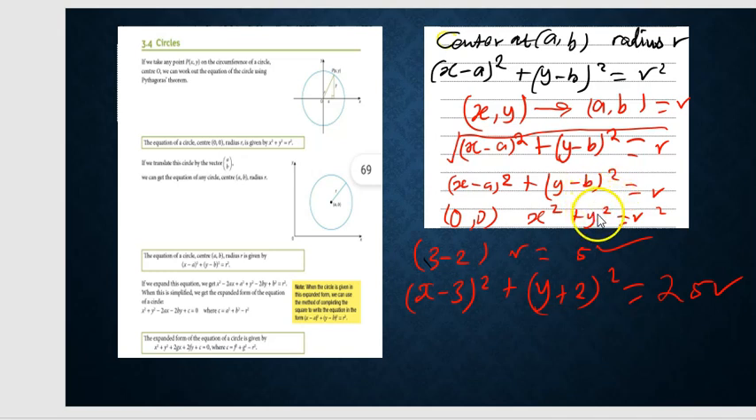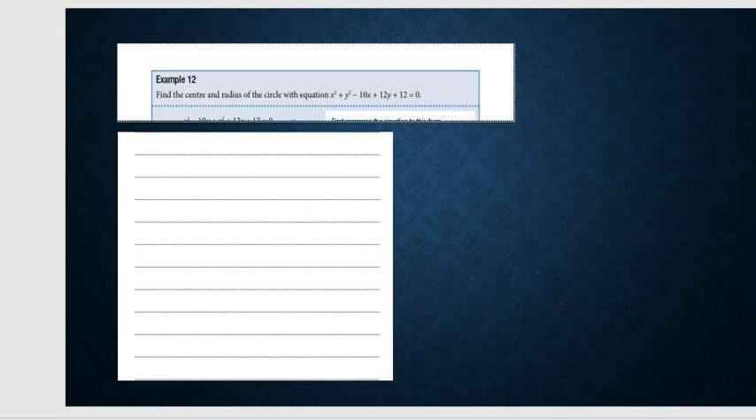So let's now take some examples and see how we can solve some practical problems that involve the equation of a circle. And just to note, this is also r squared, because the square root only affected the left-hand side. So this is r squared, right? So let's look at some examples now.